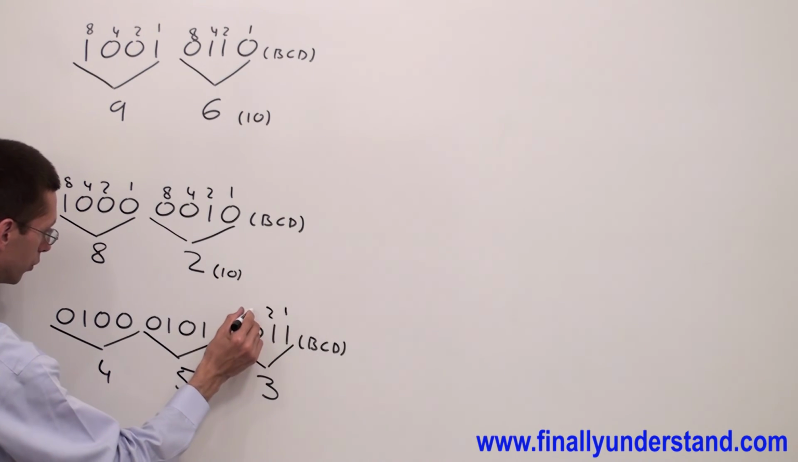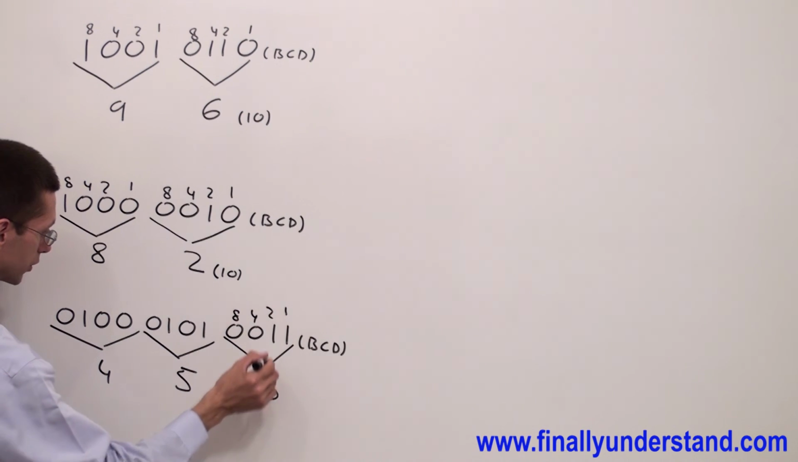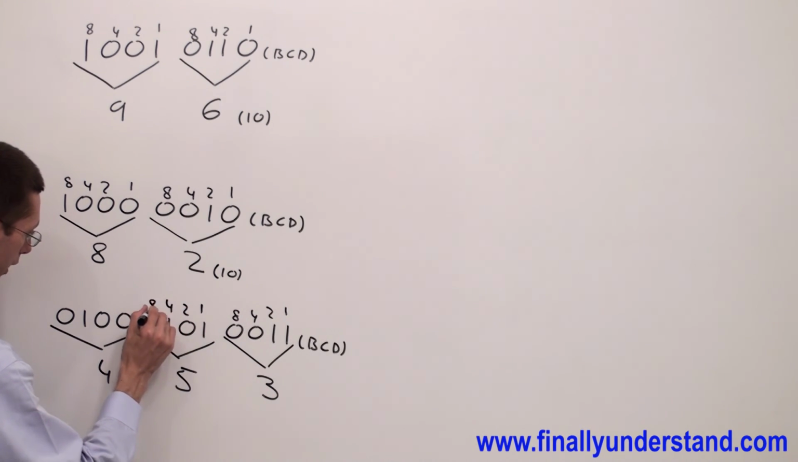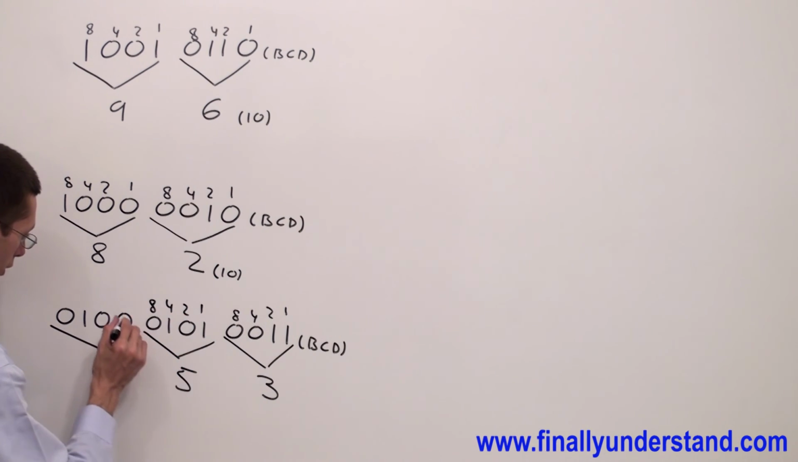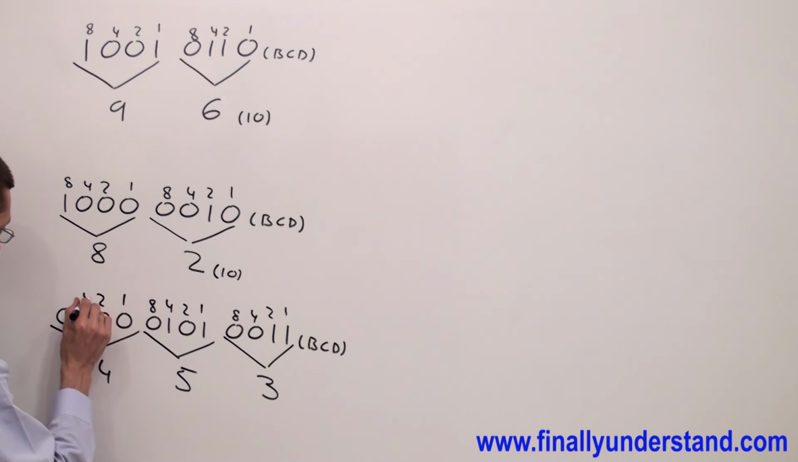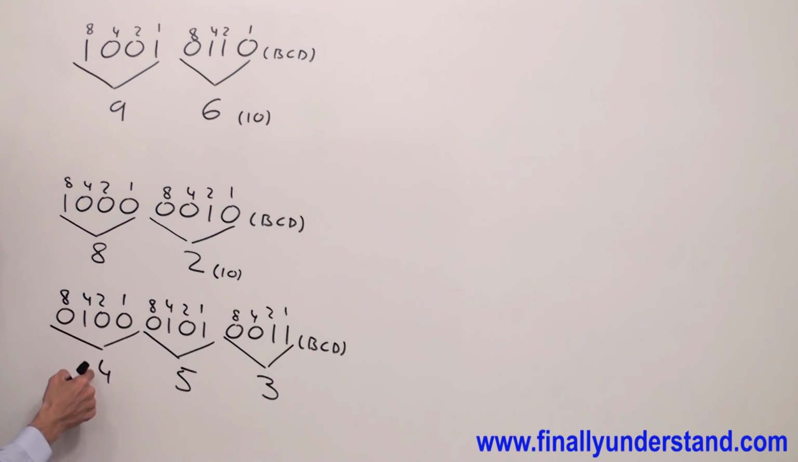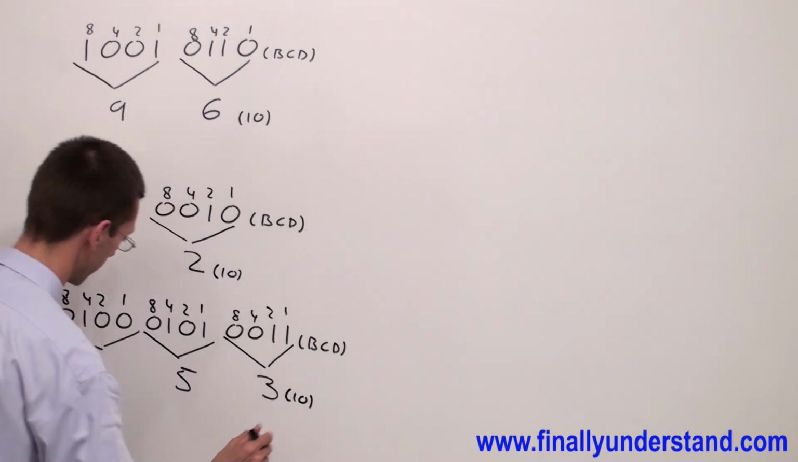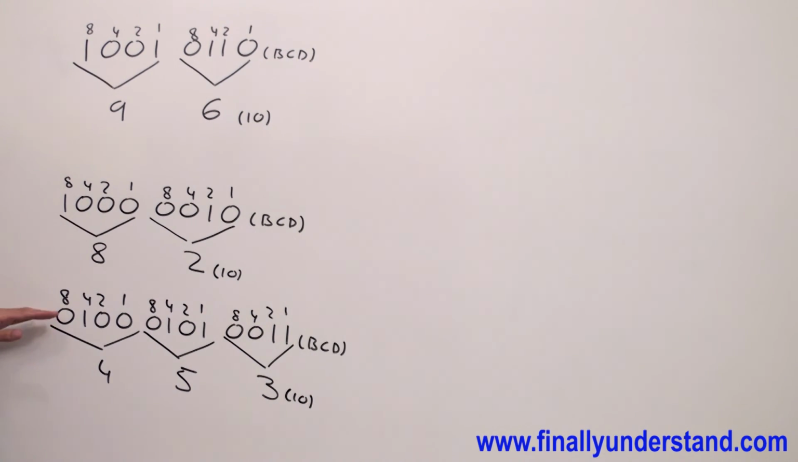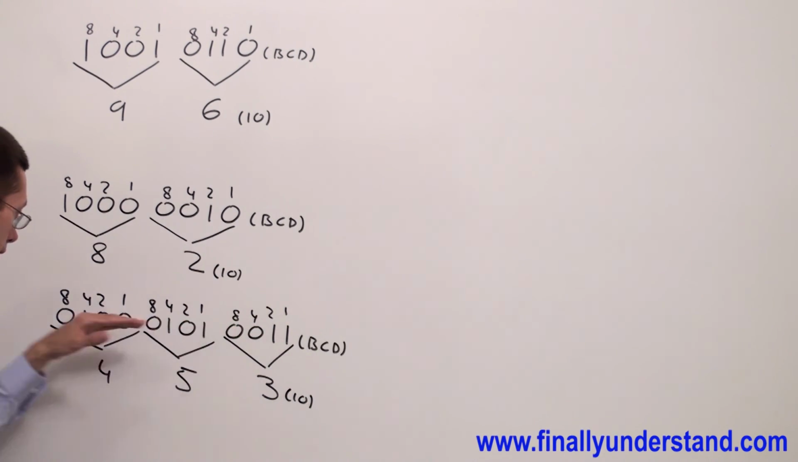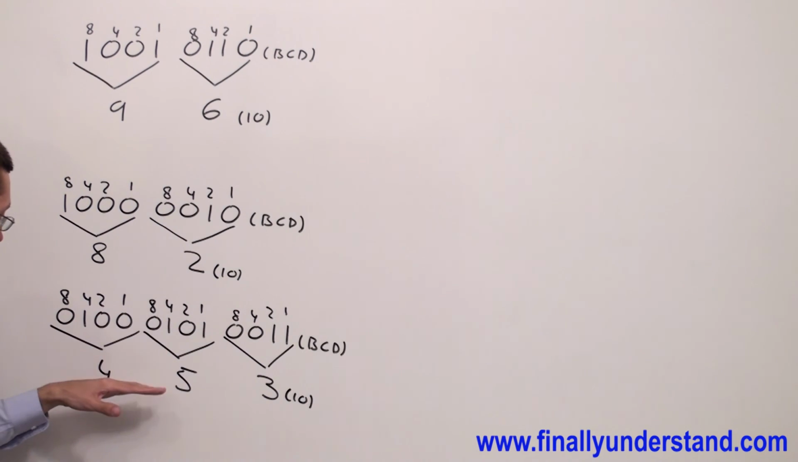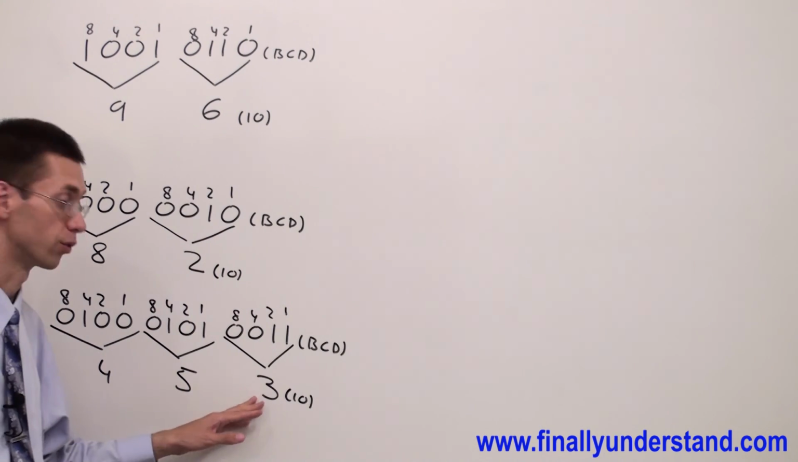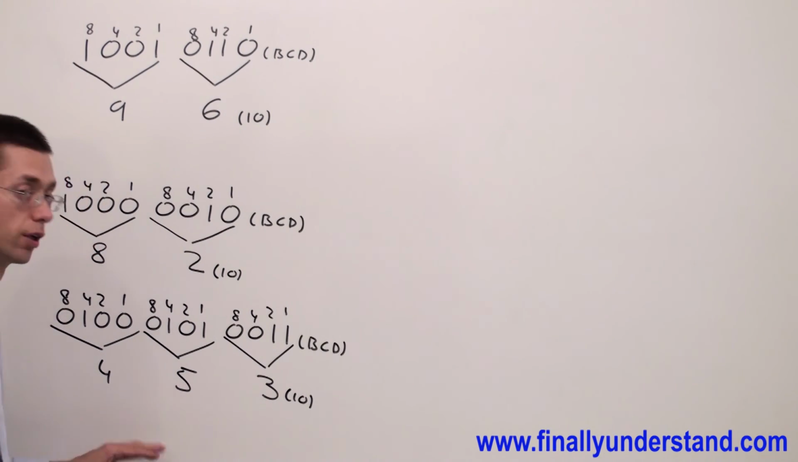1, 2, 4, 8. 2 plus 1 is 3. 1, 2, 4, 8. 4 plus 1 is 5. 1, 2, 4, 8. Simply copy down 4. This is base 10. So binary coded decimal, which was given, is equivalent to 453 base 10. And this is the solution to my problem.